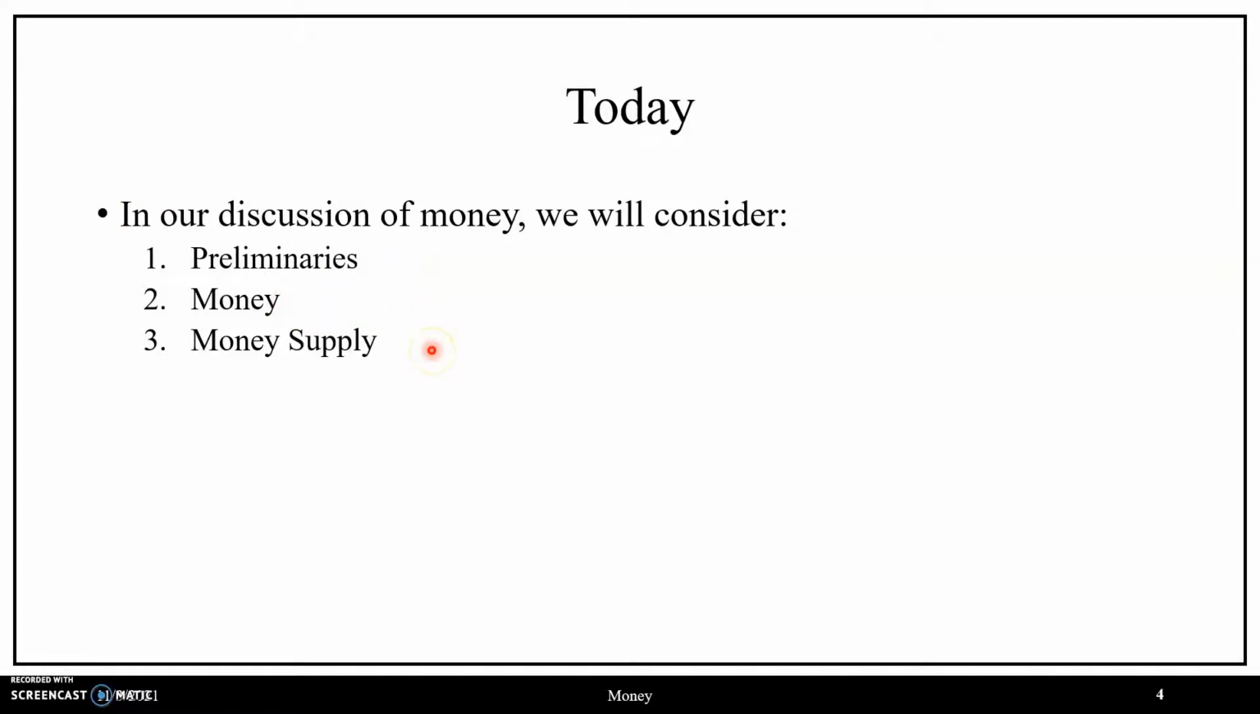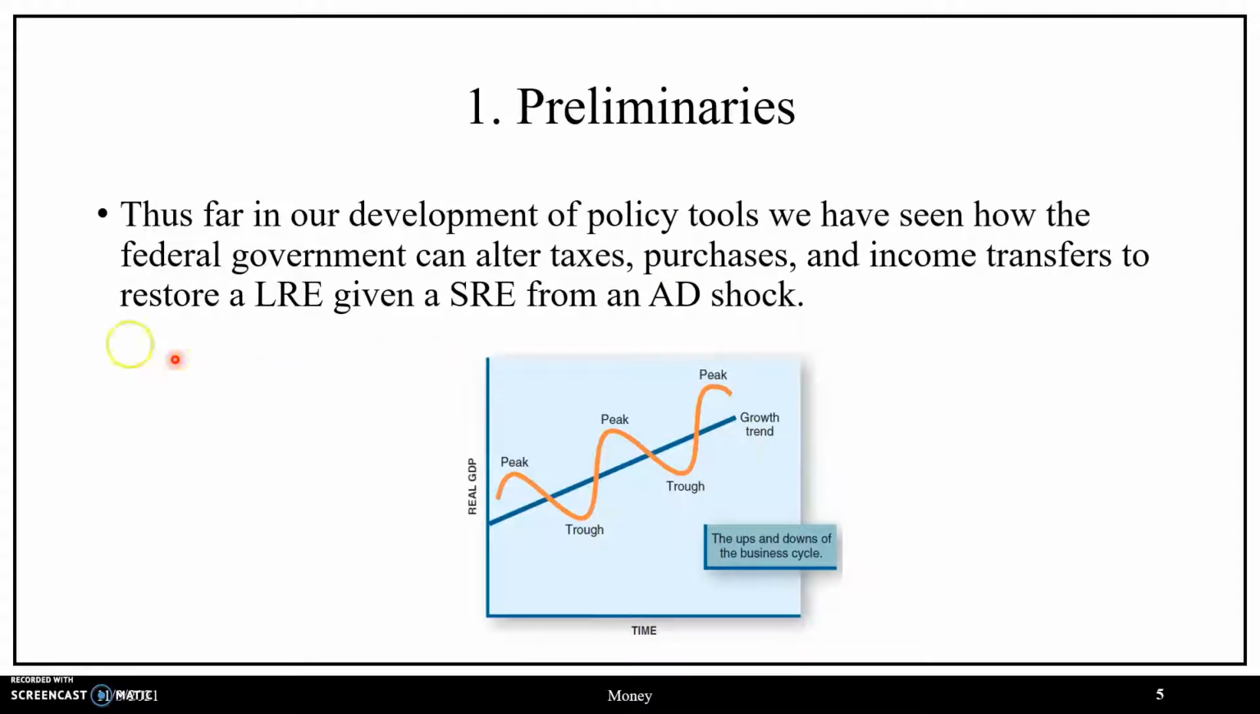In today's discussion on money, we will consider some preliminaries in order to define both money as well as the money supply. Beginning with our preliminaries, thus far in our development of policy tools, we have seen how the federal government can alter taxes, government purchases, as well as income transfers in order to restore a long-run equilibrium given a short-run equilibrium stemming from an aggregate demand shock.